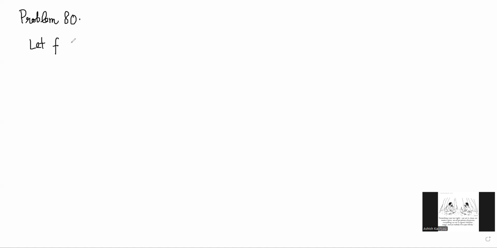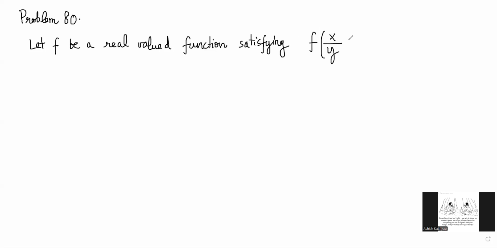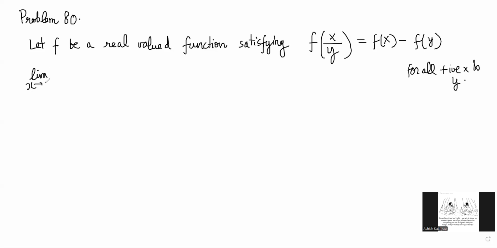Let f be a real valued function, which satisfies the relation f of x by y is equal to f of x minus f of y. And this is true for all positive x and y, right? We also have limit of x tends to 0, f of 1 plus x by x is equal to 3.